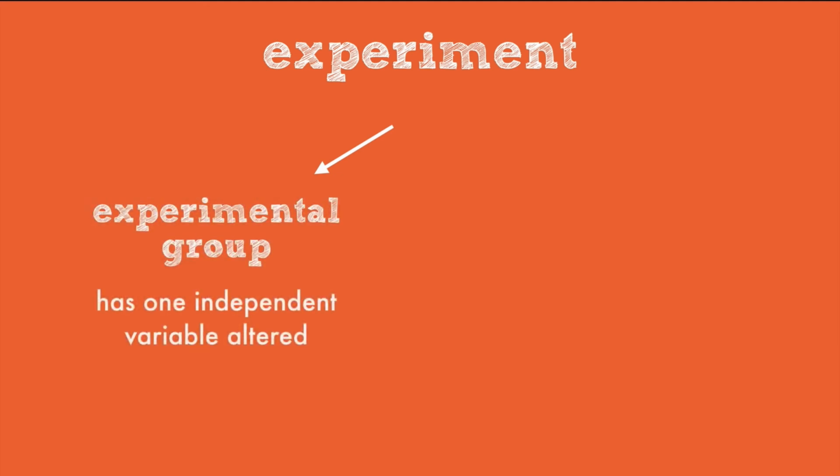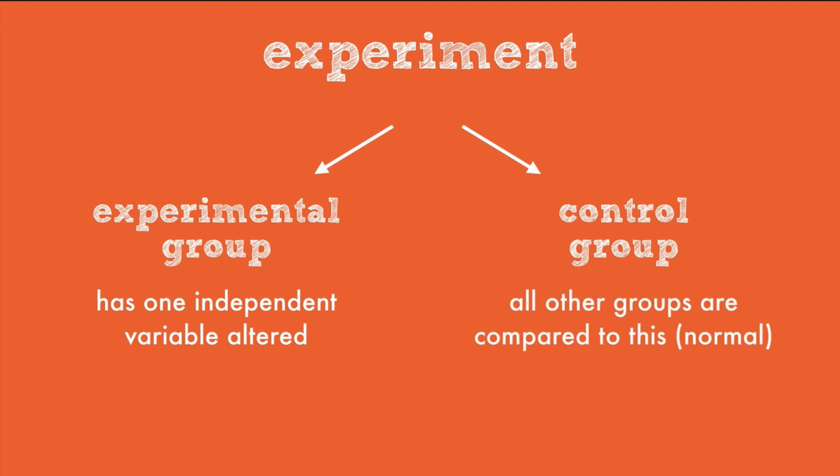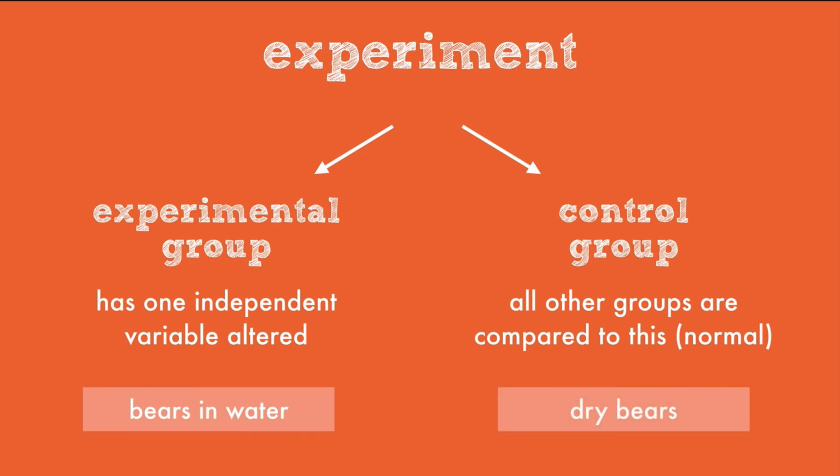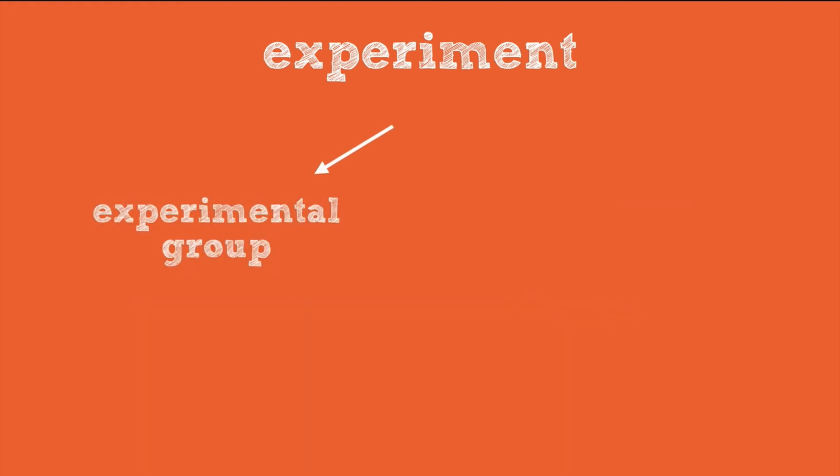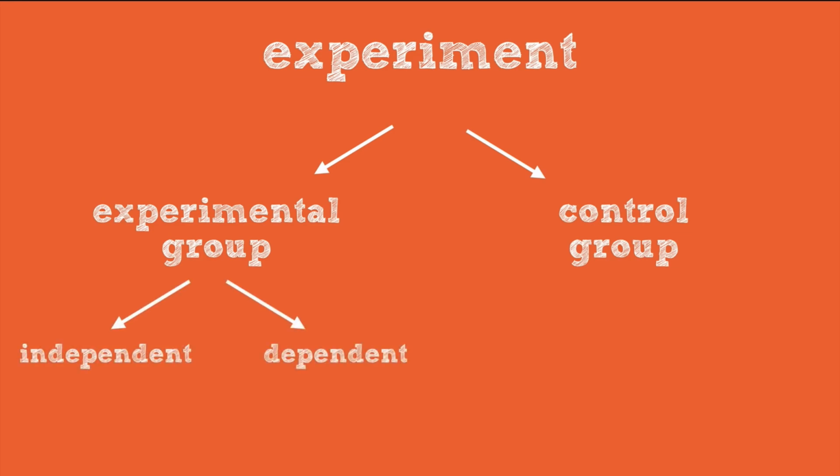A valid experiment will have both an experimental group, where the independent variable is altered, and a control group, which can be used to compare the experimental group to the normal or unaltered version. In the gummy bear experiment, the bears placed in water are the experimental group, and the dry gummy bears are the control, because that's how gummy bears normally are. So to summarize, an experiment should have an experimental group and a control group. The experimental group will have an independent variable and a dependent variable. And the data that is measured and collected can be qualitative, quantitative, or both.